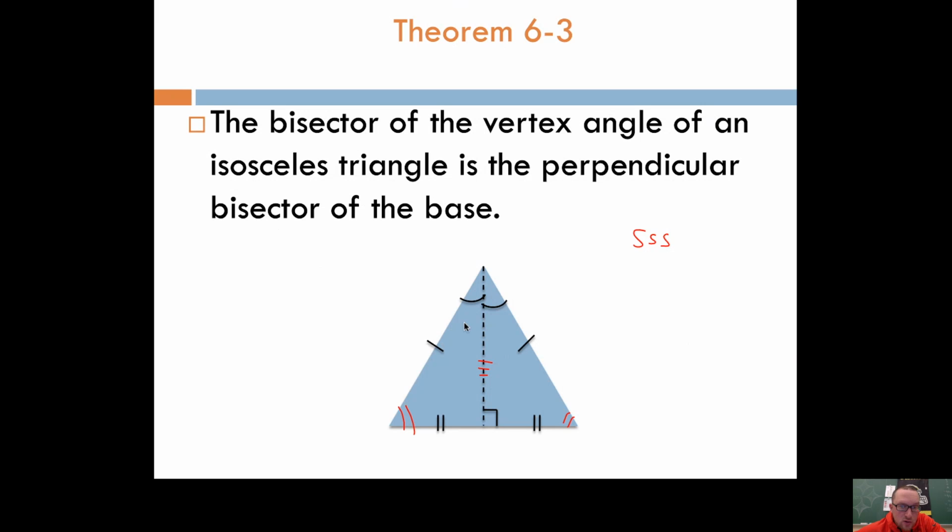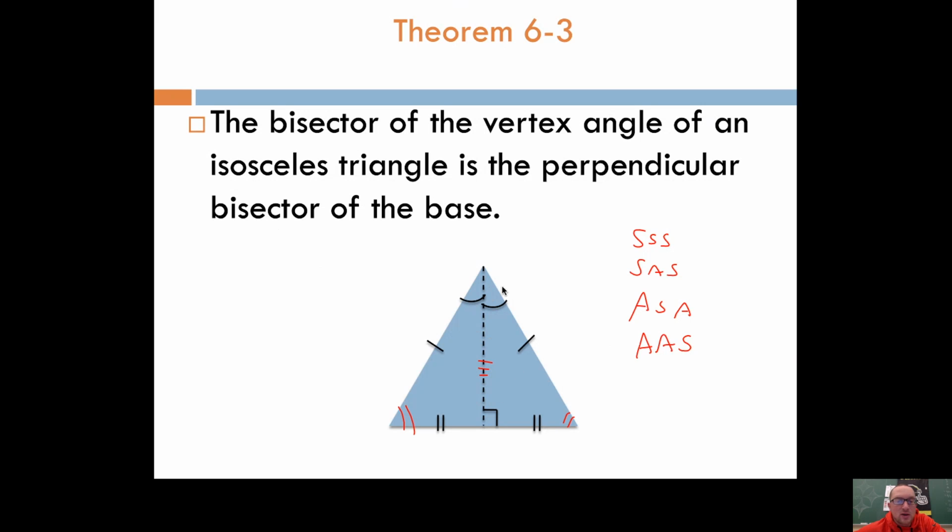sides. They're also congruent by side, angle, side. Or you could say they're congruent by angle, side, angle. Or angle, angle, side. Those methods show you that those two triangles are congruent.